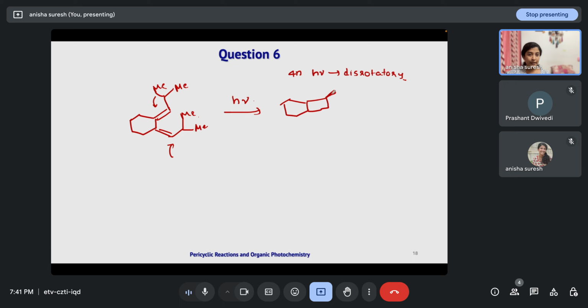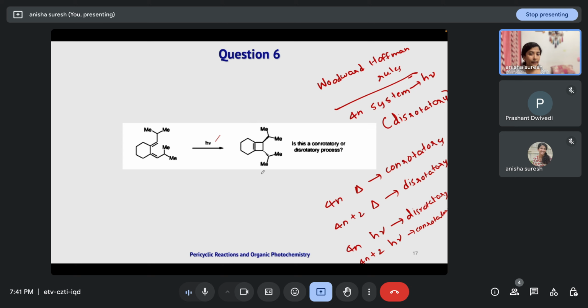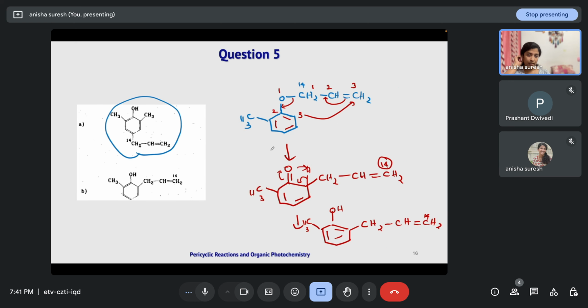So this is coming above the plane. So this is inside, and if we move it in the clockwise direction, it will go below the plane, resulting in the formation of this product. So this is the product that they have given here. So it is undergoing a disrotatory process.